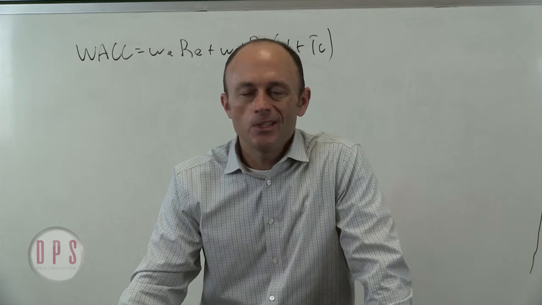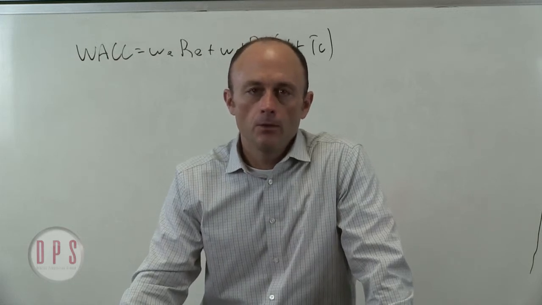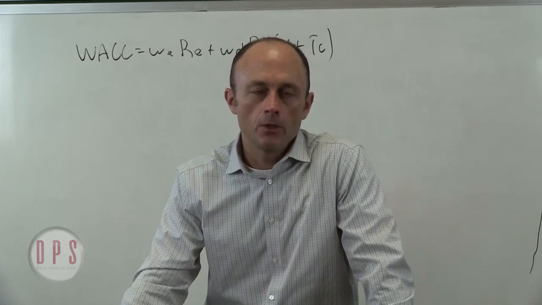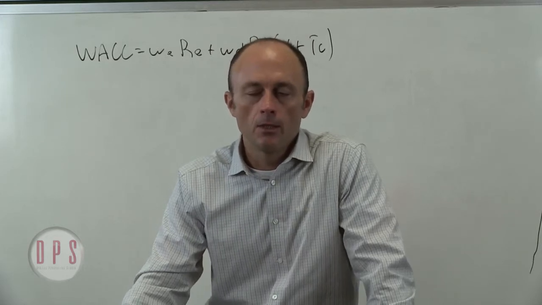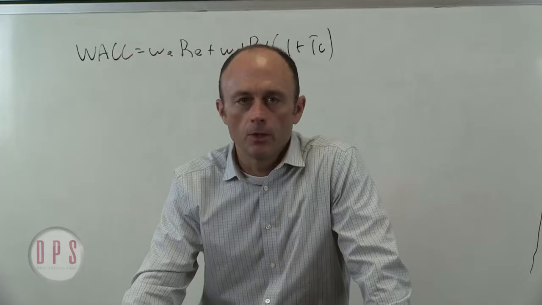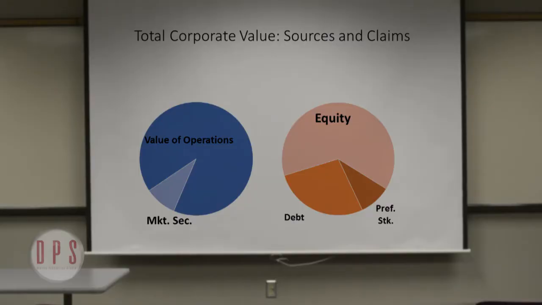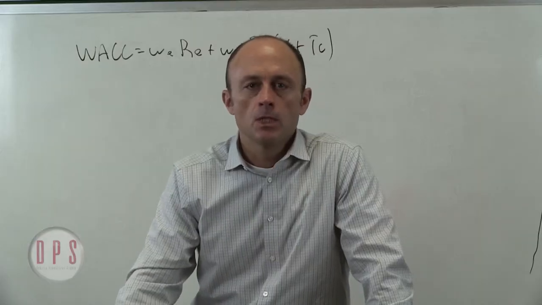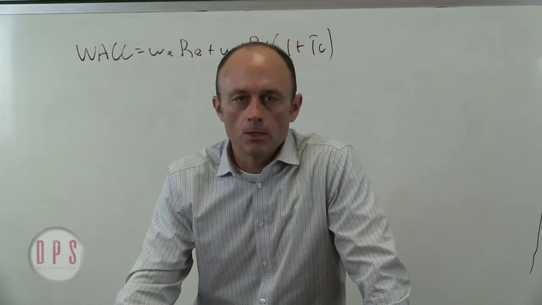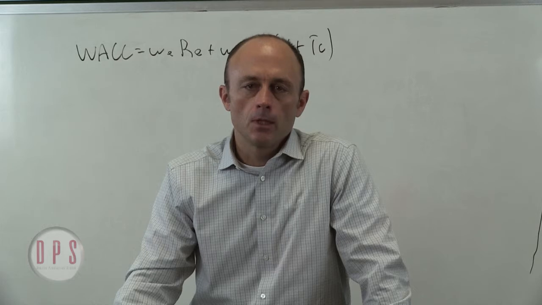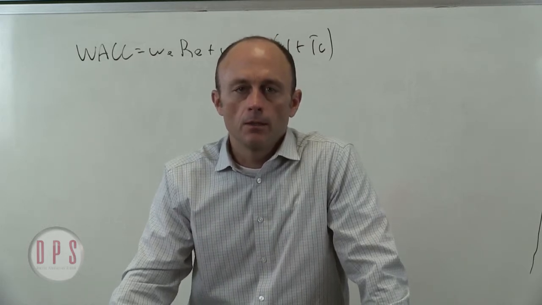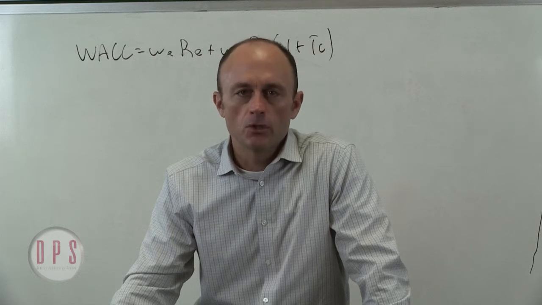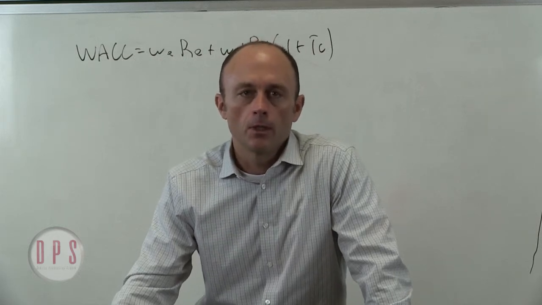So a typical pie breakout of the sources of value in a company: value of operations is going to be the majority there. They'll have some in marketable securities, some cash parked that's safe, getting a slight return on it. And then if we look on the right for claims, generally equity is a large part of a company, whereas debt's slightly smaller, and preferred stock is generally kind of a sliver of the claims on the company.